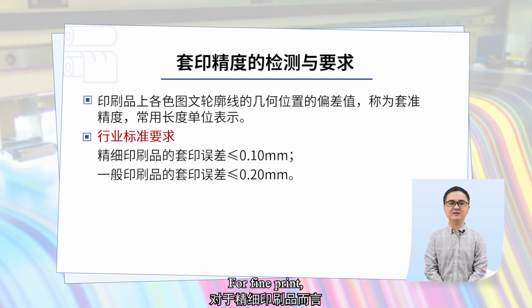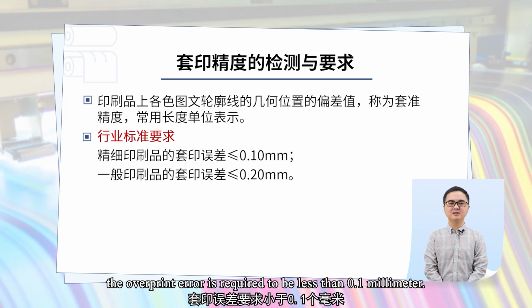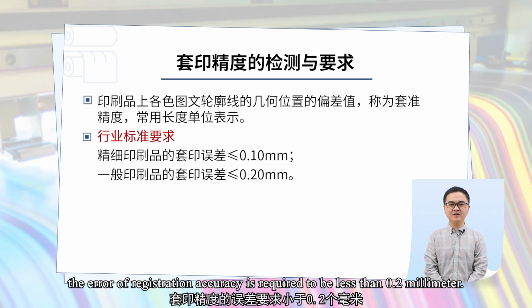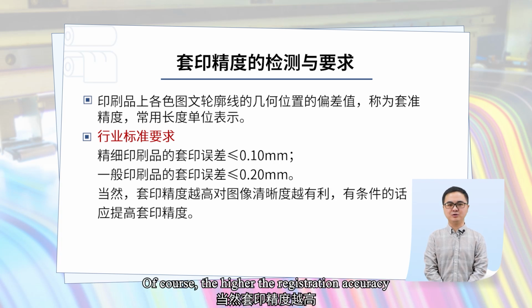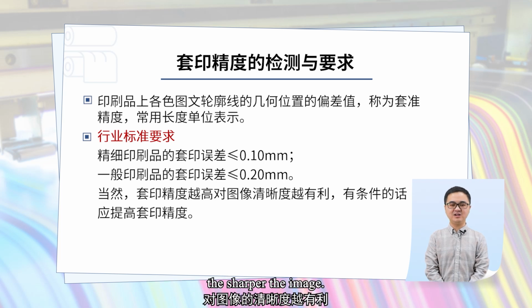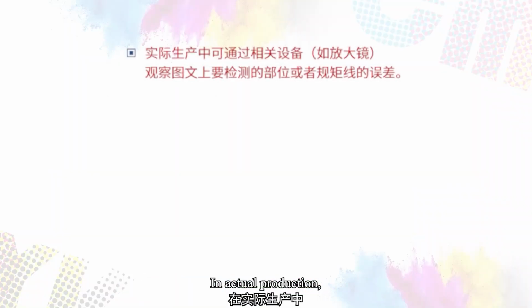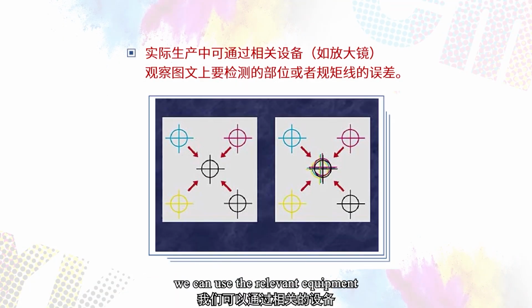For fine print, the overprint error is required to be less than 0.1 mm. For ordinary print, the error of registration accuracy is required to be less than 0.2 mm. Of course, the higher the registration accuracy, the sharper the image. We should improve the registration accuracy if possible. In actual production, we can use relevant equipment to test the registration accuracy, such as a magnifier with scales.